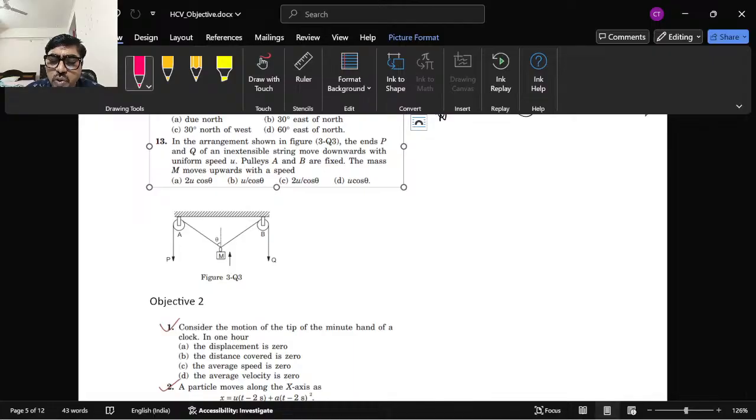In the arrangement shown in figure 3-Q3, the ends P and Q of an inextensible string move downward with a uniform speed u. So P and Q are moving down with uniform speed u. This is coming down with uniform speed u, and this is u, and this is also u. Then they are asking you to find the speed of m there. Alright, so what do we do? How do we do it?